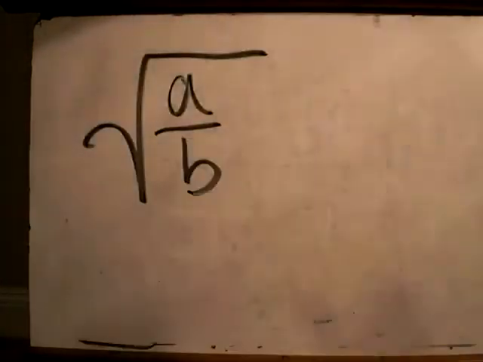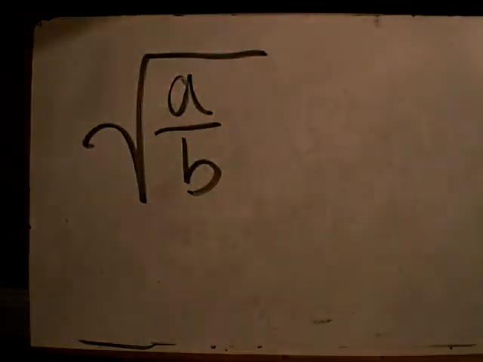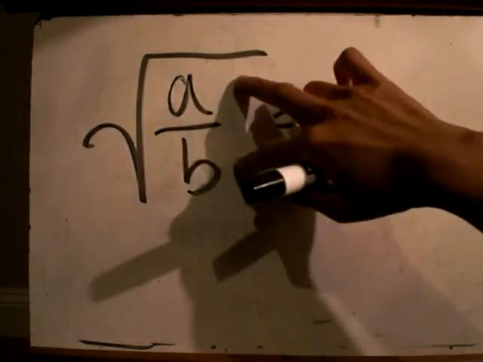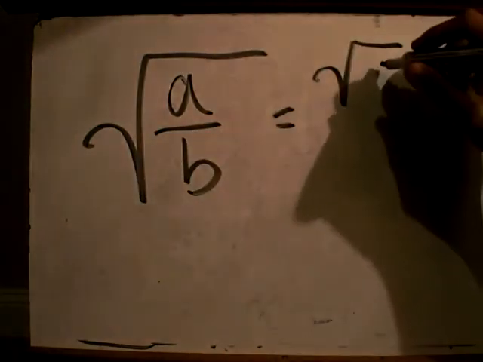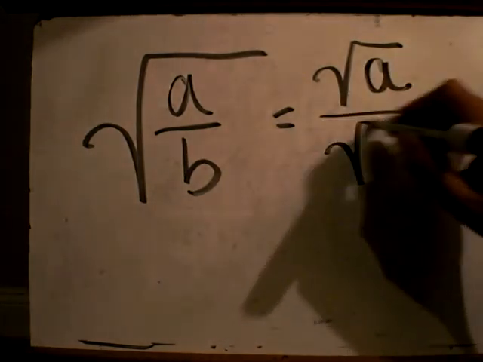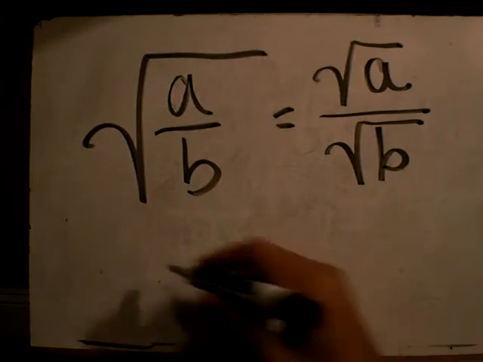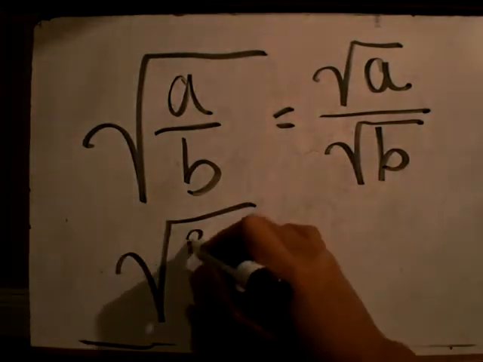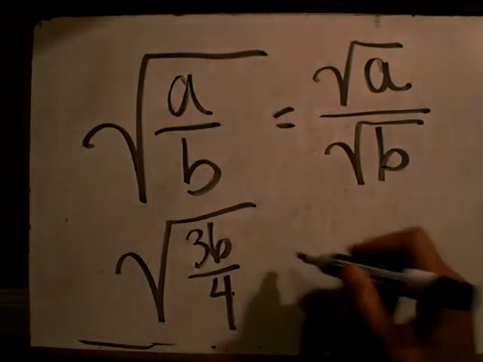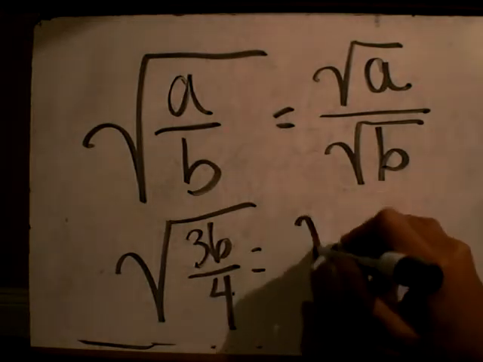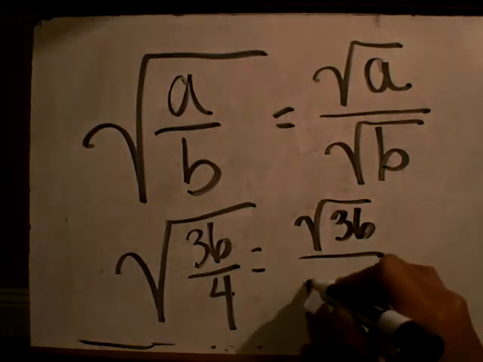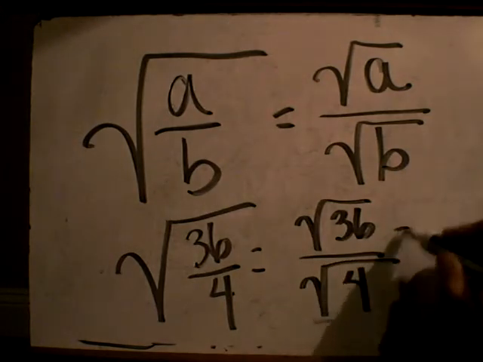Okay, I'm going to move on to a different property. Now that was the product property of square roots. This one I'm going to go over the quotient property of square roots. So if I have A divided by B and I want to find the square root of that, the square root of A over B, you're still separating the two, so that becomes the square root of A over the square root of B. Okay, so let me give you an example. Here we go. Square root of 36 over 4, that also equals the square root of 36 over the square root of 4.